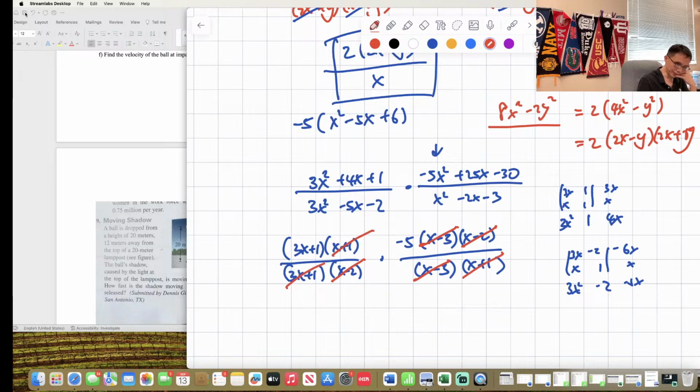Wow, everything cancels out. That's pretty cool. Negative 5.